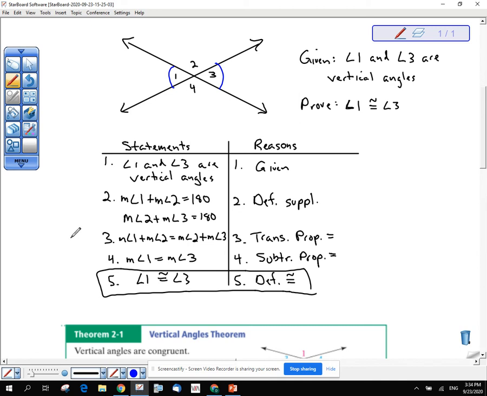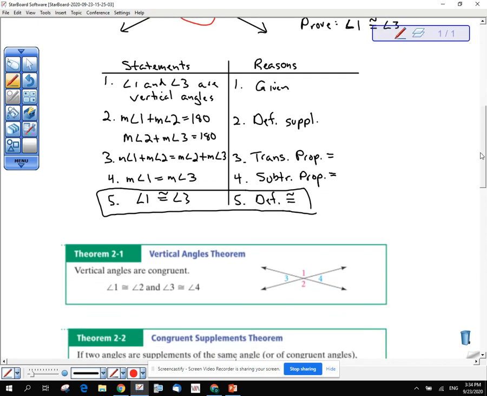It doesn't matter the way you drew it. Vertical angles would be congruent. I could have done the same proof on 2 and 4. In fact, 2 and 4 are going to be congruent as well, and this is how I could denote that, right, with 2 arcs. Now that we know vertical angles are congruent, it's a theorem, and here's your theorem, vertical angles theorem.